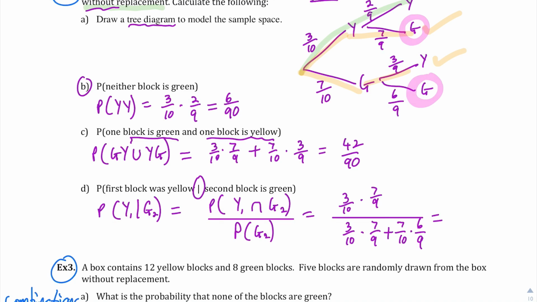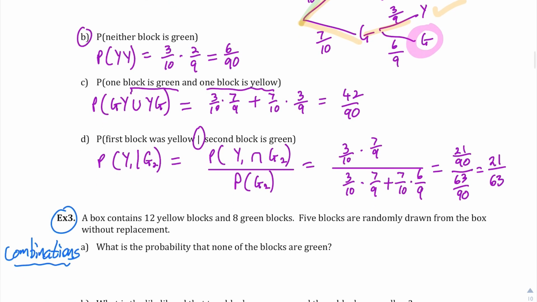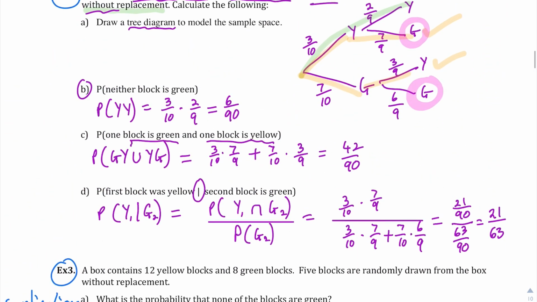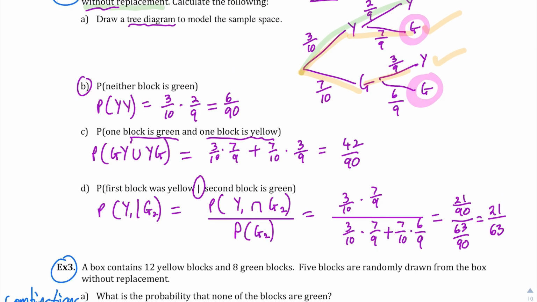And so we're going to do a little bit of cleaning up. This is going to give us 21 over 90. Our denominator is going to give us 63 over 90, and when I divide a fraction by a fraction, multiply by the reciprocal, I'm going to get 21 over 63, which you can simplify or not. Alright, moving on to example 3. And so what's key to understand with example 3 is that conceptually it's the same idea, exactly the same idea as example 2.